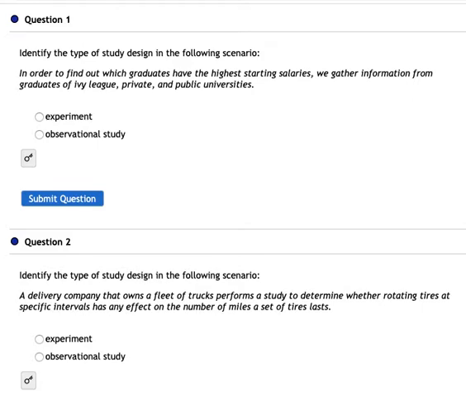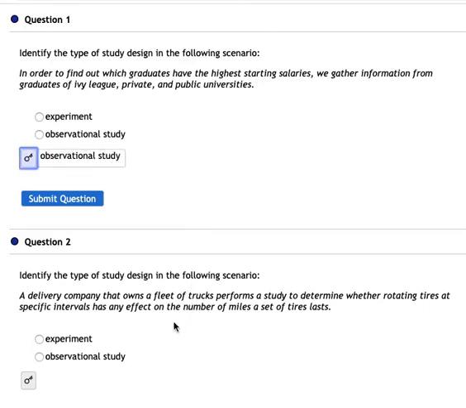Okay, so let's look at our examples here. In question 1, in order to find out which graduates have the highest starting salaries, we gather information from the grads of Ivy League, private and public universities. So are we administering any kind of a treatment? I don't think so. We're just collecting data and we're looking at it. So I believe this one is going to be an observational study, and it is an observational study.